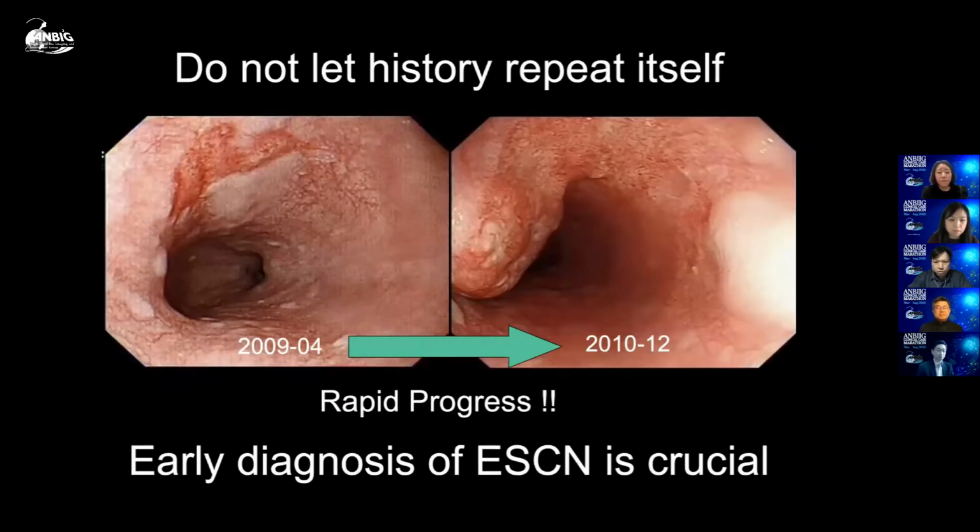First, I will show you a picture of my past patient. During the early stage, the early lesion was not diagnosed at that time, and 1.5 years passed. The lesion rapidly progressed. So how can we prevent history from repeating itself?